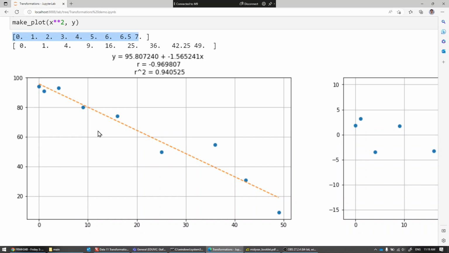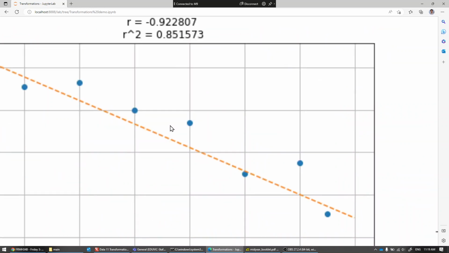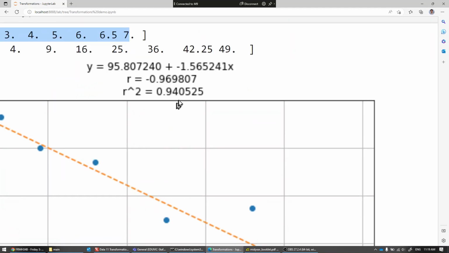It could be. There's not enough points. When you do real statistics, you have many more data points than this. But I want to draw your attention to the r squared value. Before, r squared was 0.85 or 85%. Look at the value of r squared now. What is it?